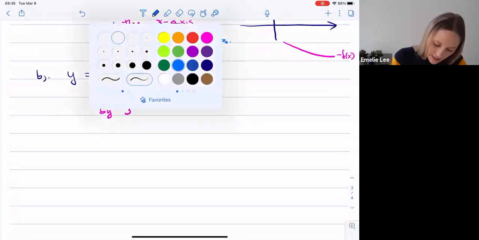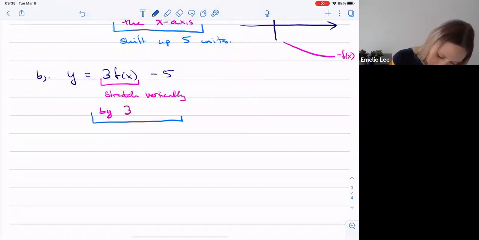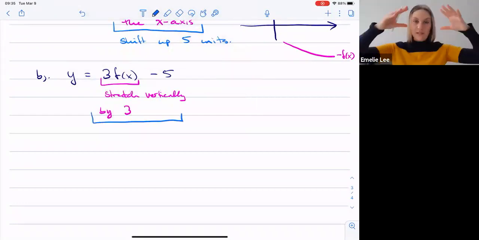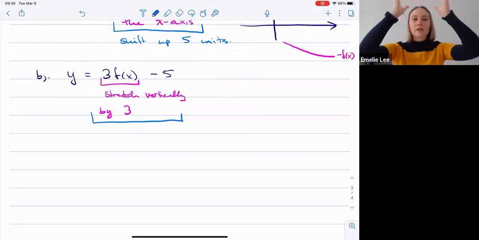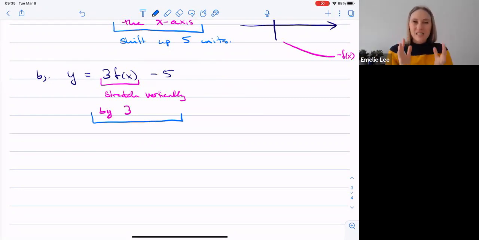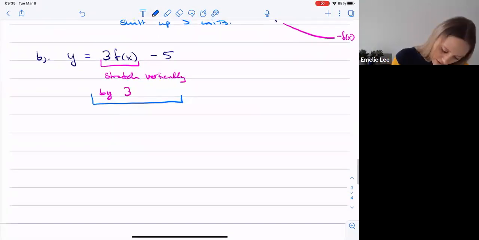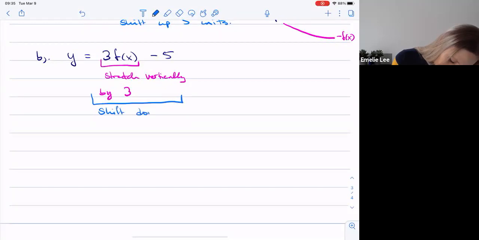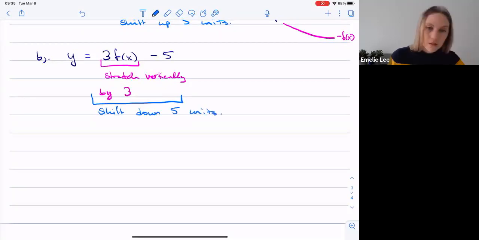And then I need to move everything down. So after I've stretched, then I need to move everything down by 5 units, or shift down 5. Okay.